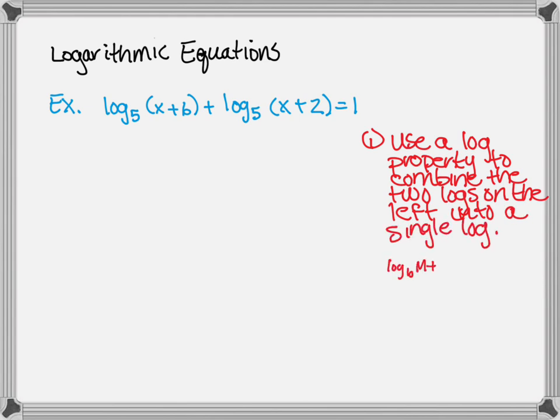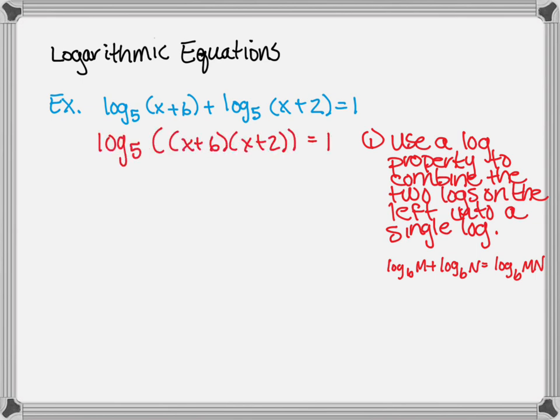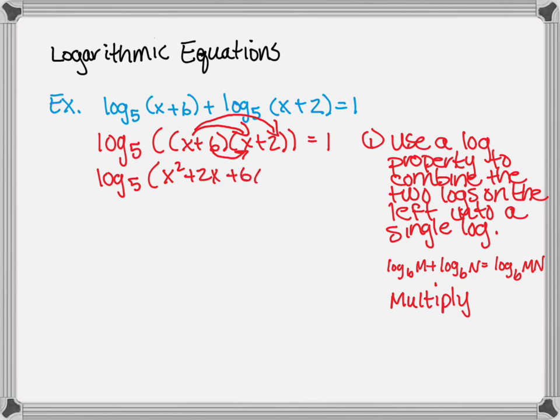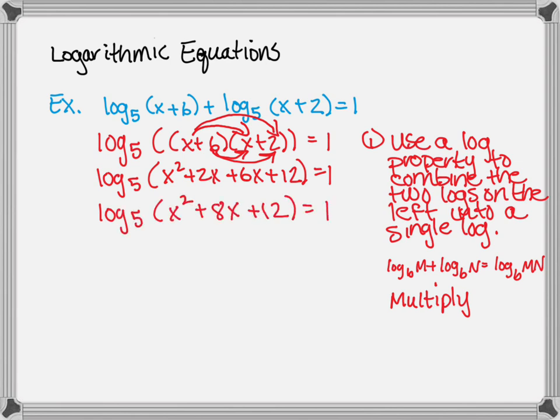So we'll use the log property where when we're adding two logs, it becomes the log of a product. So we can rewrite this as the log base 5 of the product of x plus 6 times x plus 2 equals 1. So let's multiply out x plus 6 times x plus 2. Log base 5 of x times x is x squared, x times 2 is 2x, 6 times x is 6x, 6 times 2 is 12, equals 1. Combining like terms, we have log base 5 of x squared plus 8x plus 12 equals 1.